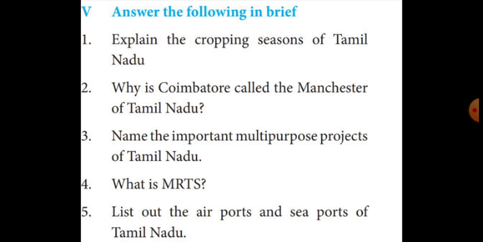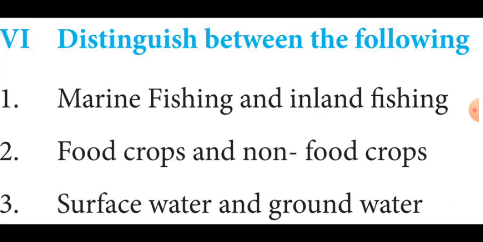The first question I marked and gave in the previous class. Then the second question: why is Coimbatore called the Manchester of Tamil Nadu? For that question, refer to the guide. Then Roman number 6, distinguish between the following. Second question, food crops and non-food crops. Refer to the guide for this question also.